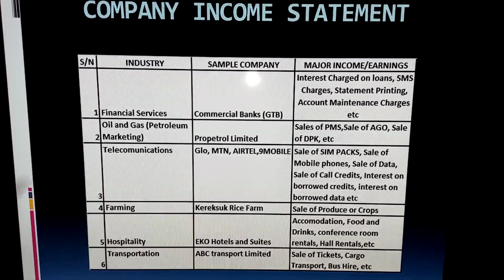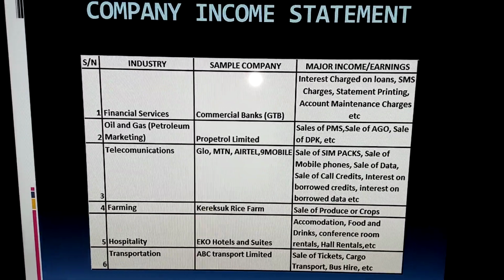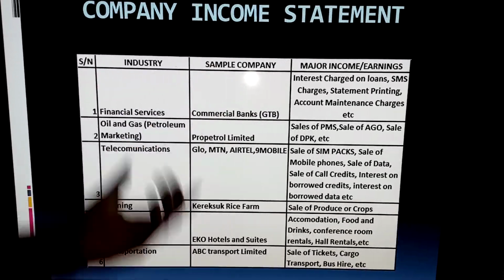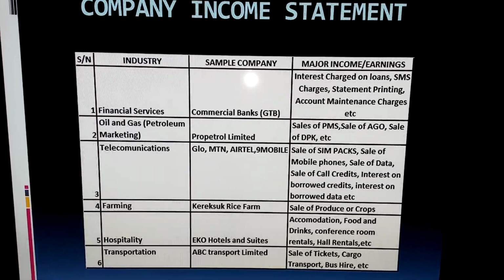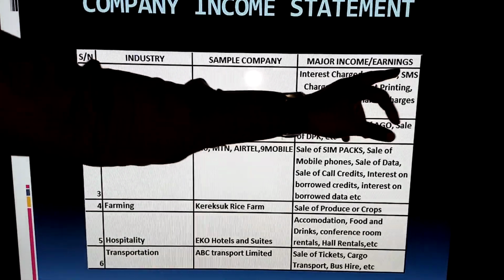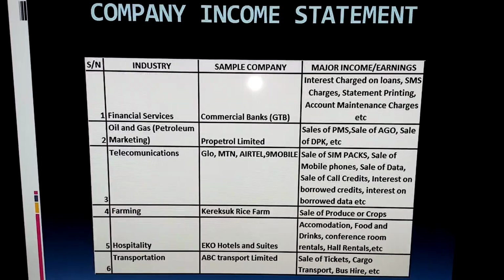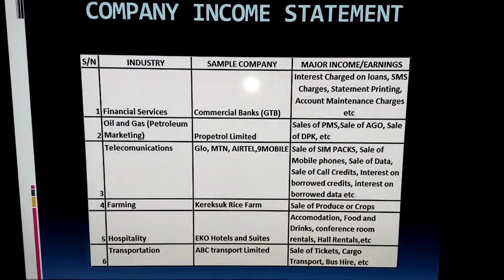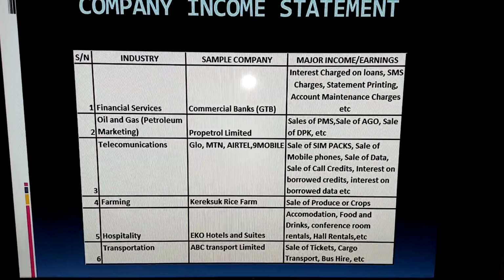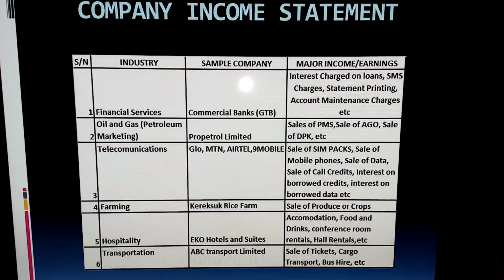So now the company income statement from industry to industry. Let's look at financial service, taking a commercial bank as an example, let's say GTB. What are their major income or earning items? For instance, you have interest charge on loans. What do banks do? They get deposit from you, and from the deposit they get from you, they give it out as loan to other people and then charge interest. The interest on it is an income to them.